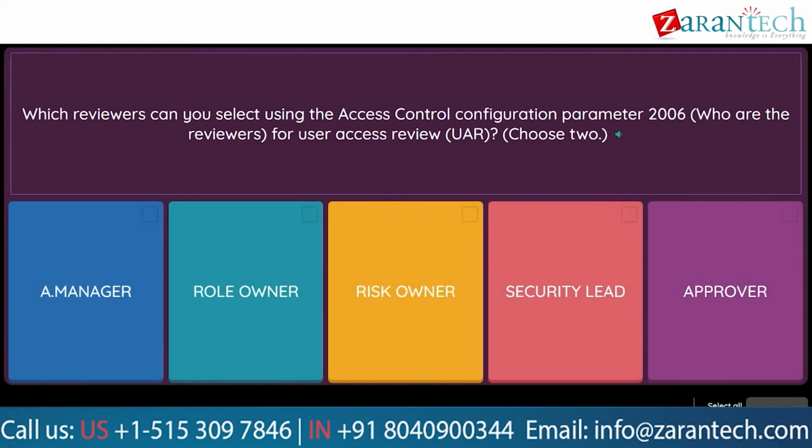Question: which reviewers can you select using the Access Control Configuration Parameter 2006, who are the reviewers, for User Access Review, UAR? Choose 2. Option 1. Manager. Option 2. Role Owner. Option 3. Risk Owner. Option 4. Security Lead. Option 5. Approver.